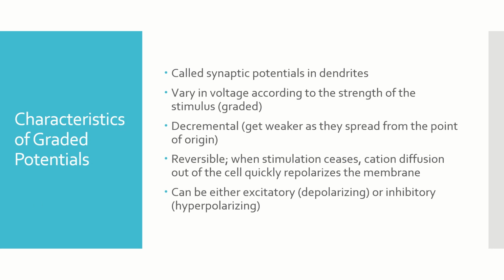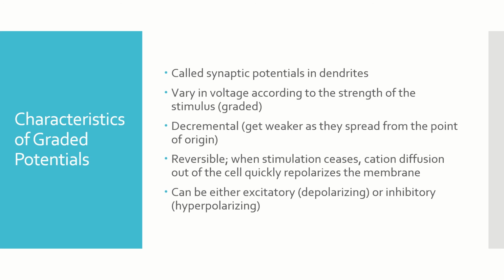There are several characteristics of graded potentials that we want to talk about. The first of these is that when graded potentials occur in dendrites, we call them synaptic potentials. Graded potentials also vary in voltage according to the strength of the stimulus. That's why they're called graded potentials. If the stimulus is very small, you're not going to have much voltage going on, right? A very faint smell is harder to detect and comprehend in your brain than a very concentrated smell. So if you have a strong stimulus, you're going to have a strong graded potential.